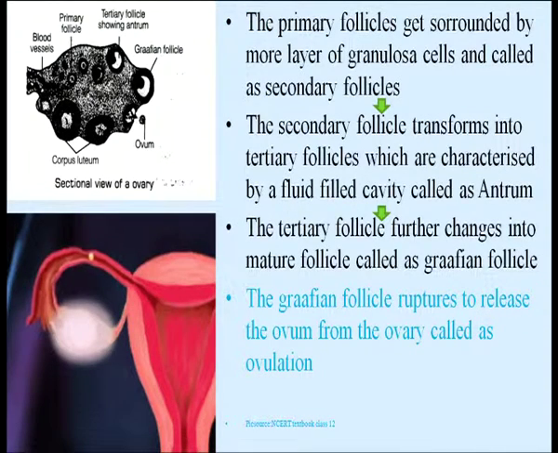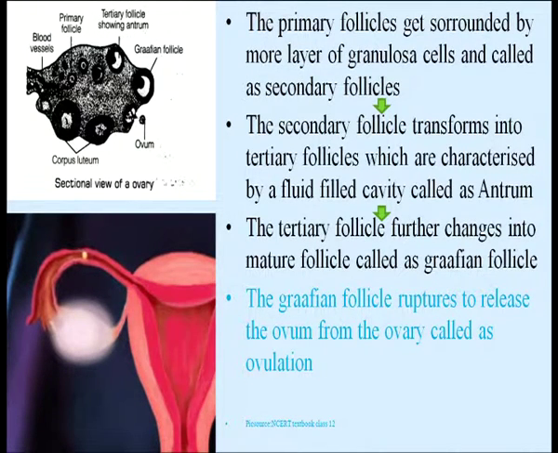The primary follicles get surrounded by more layers of granulosa cells and are called secondary follicles. The secondary follicle transforms into a tertiary follicle, which is characterized by a fluid filled cavity called the antrum. The tertiary follicle further changes into a mature follicle, called the Graafian follicle.